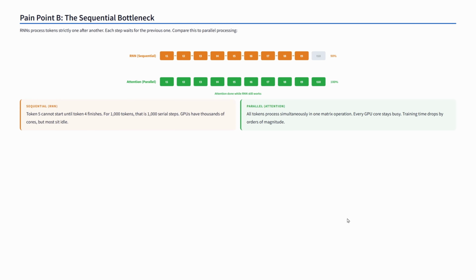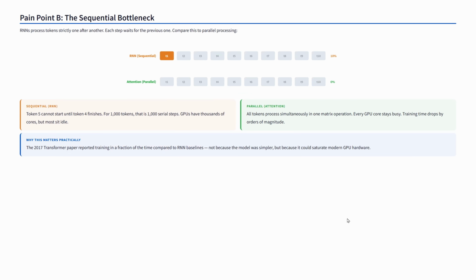Matrix operations, which is what attention uses, can be split across all those cores simultaneously. Every core stays busy. That's why transformers train dramatically faster on the same hardware. And this isn't a minor improvement. The 2017 transformer paper reported training in a fraction of the time compared to RNN baselines. Not because the model was simpler, but because it could actually saturate modern GPU hardware. The architecture was designed to match the machine.